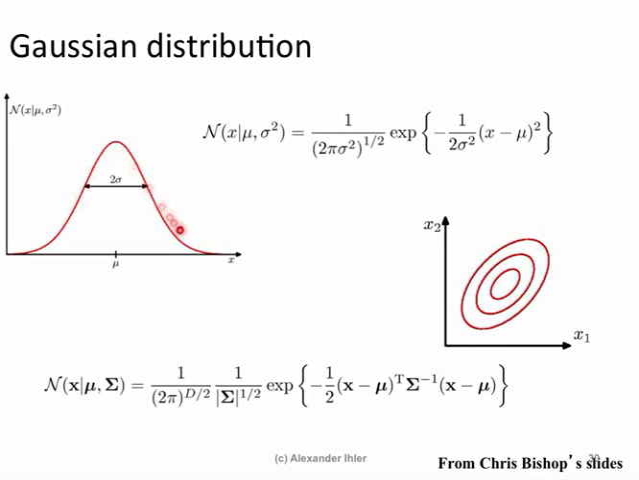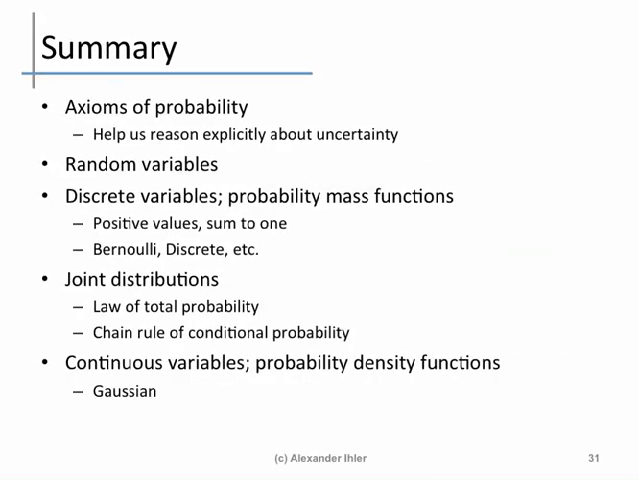Just like in 1D, where it has a familiar bell-shaped curve, the Gaussian is also still unimodal and has a nice bell-shaped curve, but in this case it will be a 2D function rather than a 1D function. In summary, the axioms of probability give us a concrete way to represent uncertainty and reason about it as we observe information, update our beliefs.